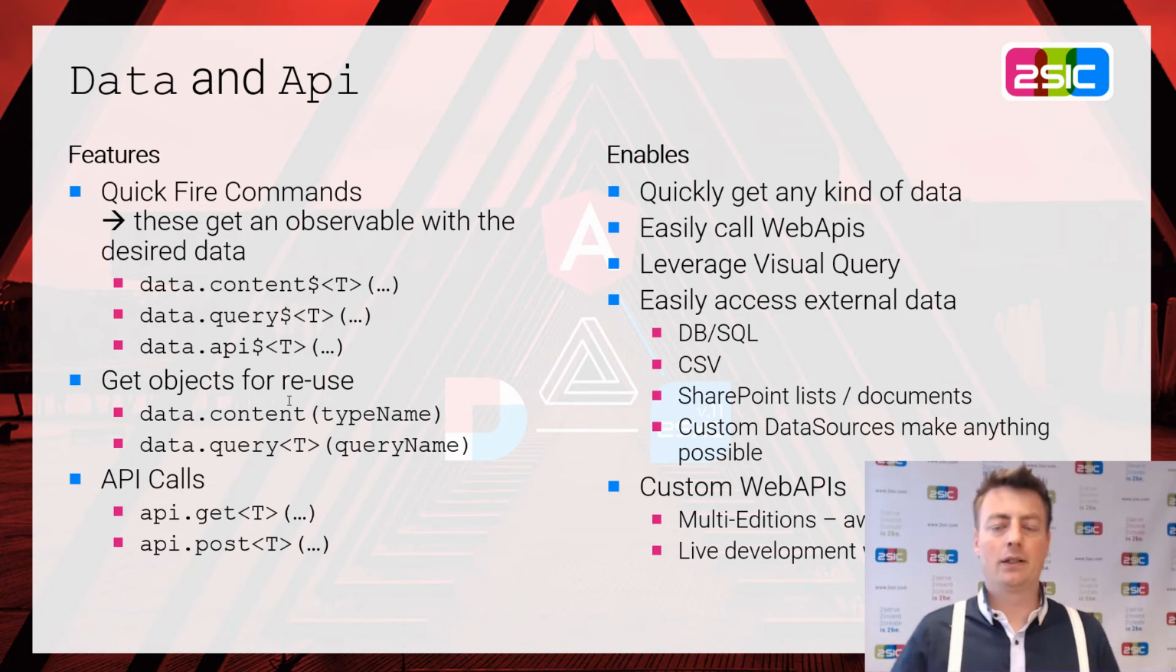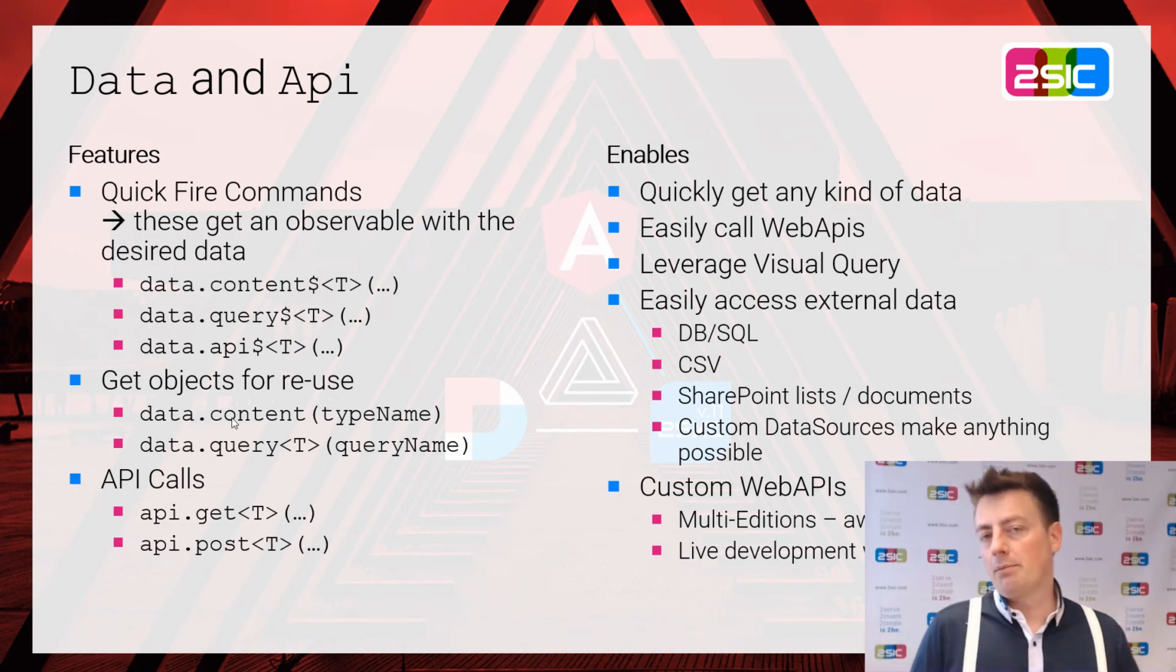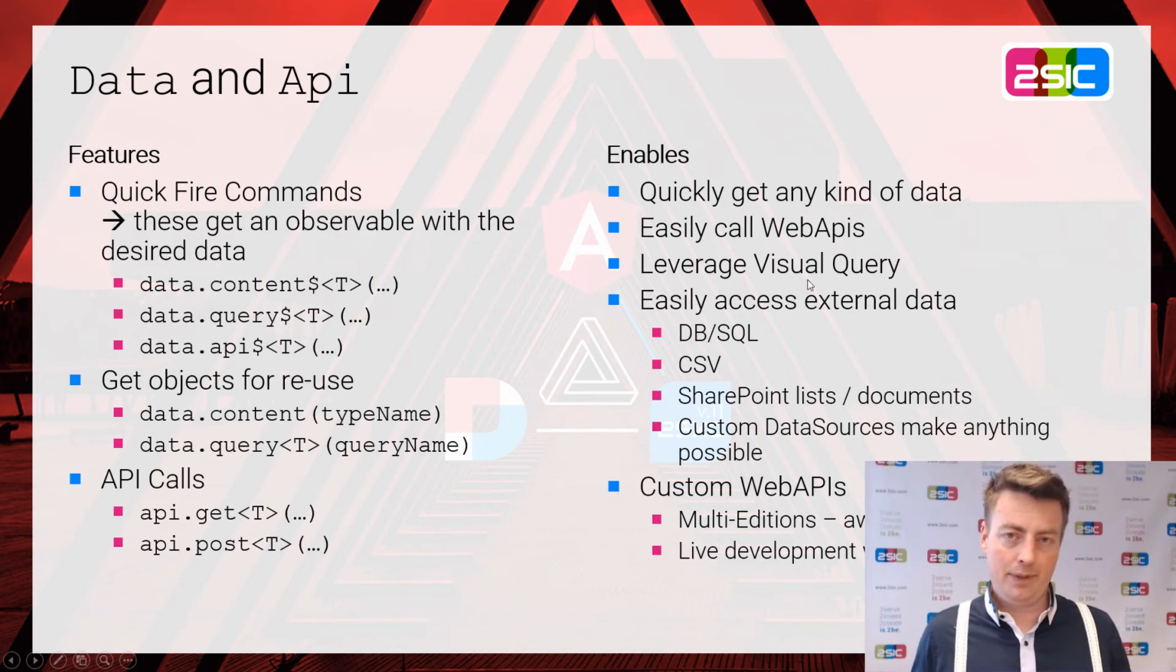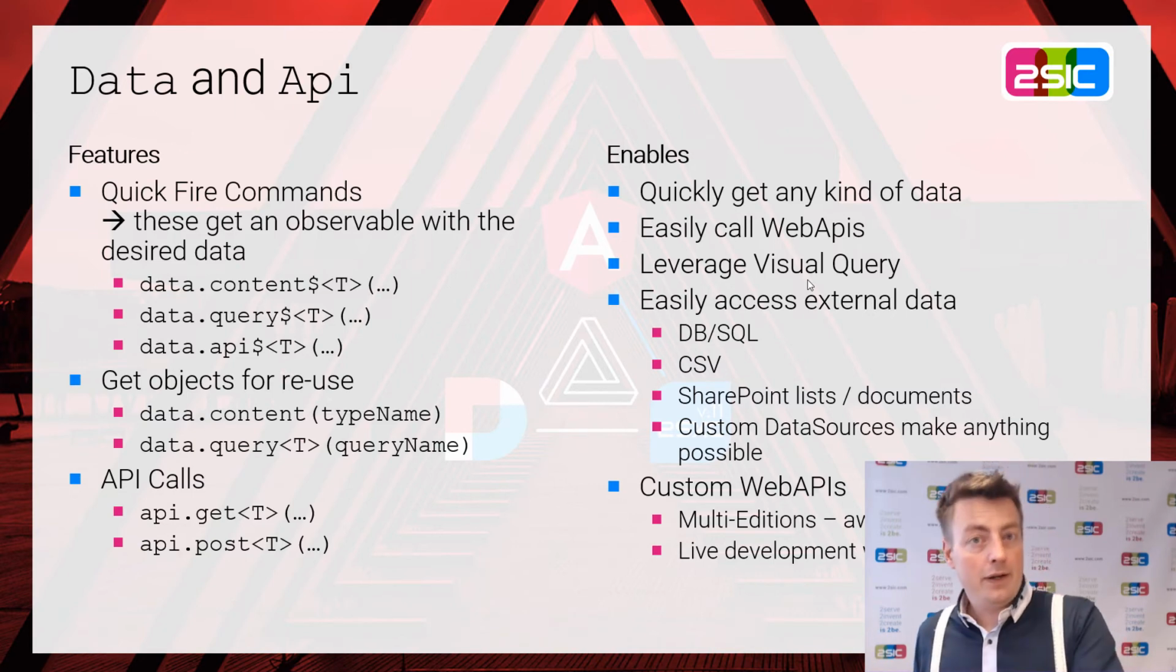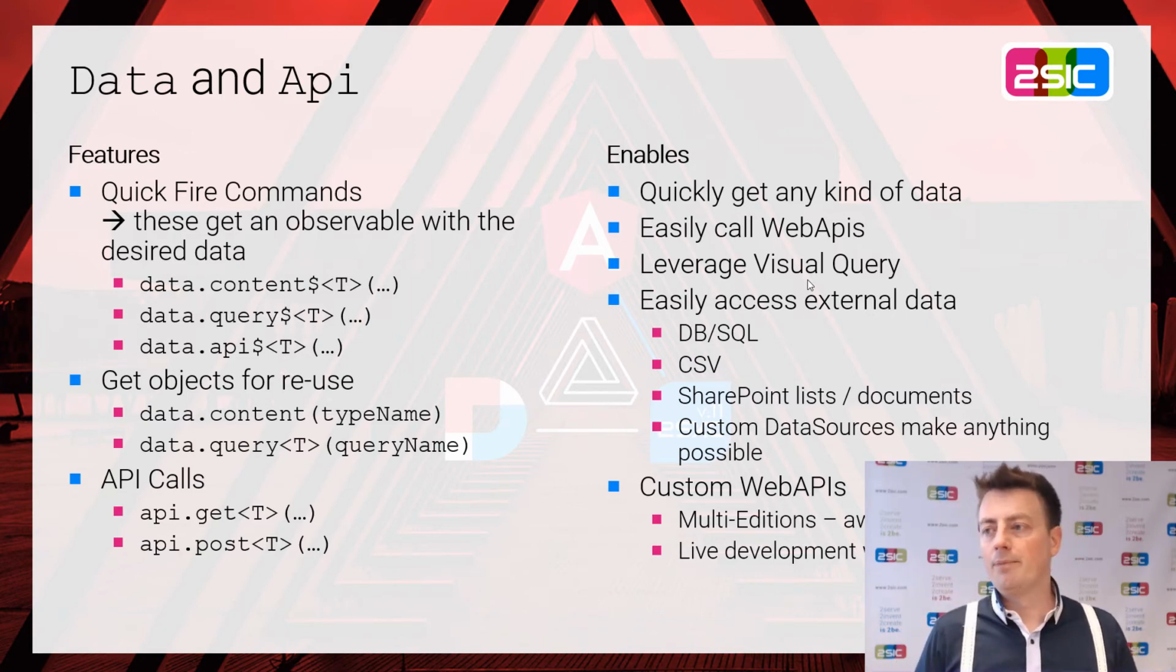We have API calls. We have ways to get it for single calls, but we can also make an object mapped to that API to make lots of calls, depending on what you need. So it's really easy to use, especially to use visual query, because you've already created the query. Maybe you've needed it in a Razor template. Now all you want to do is call it.